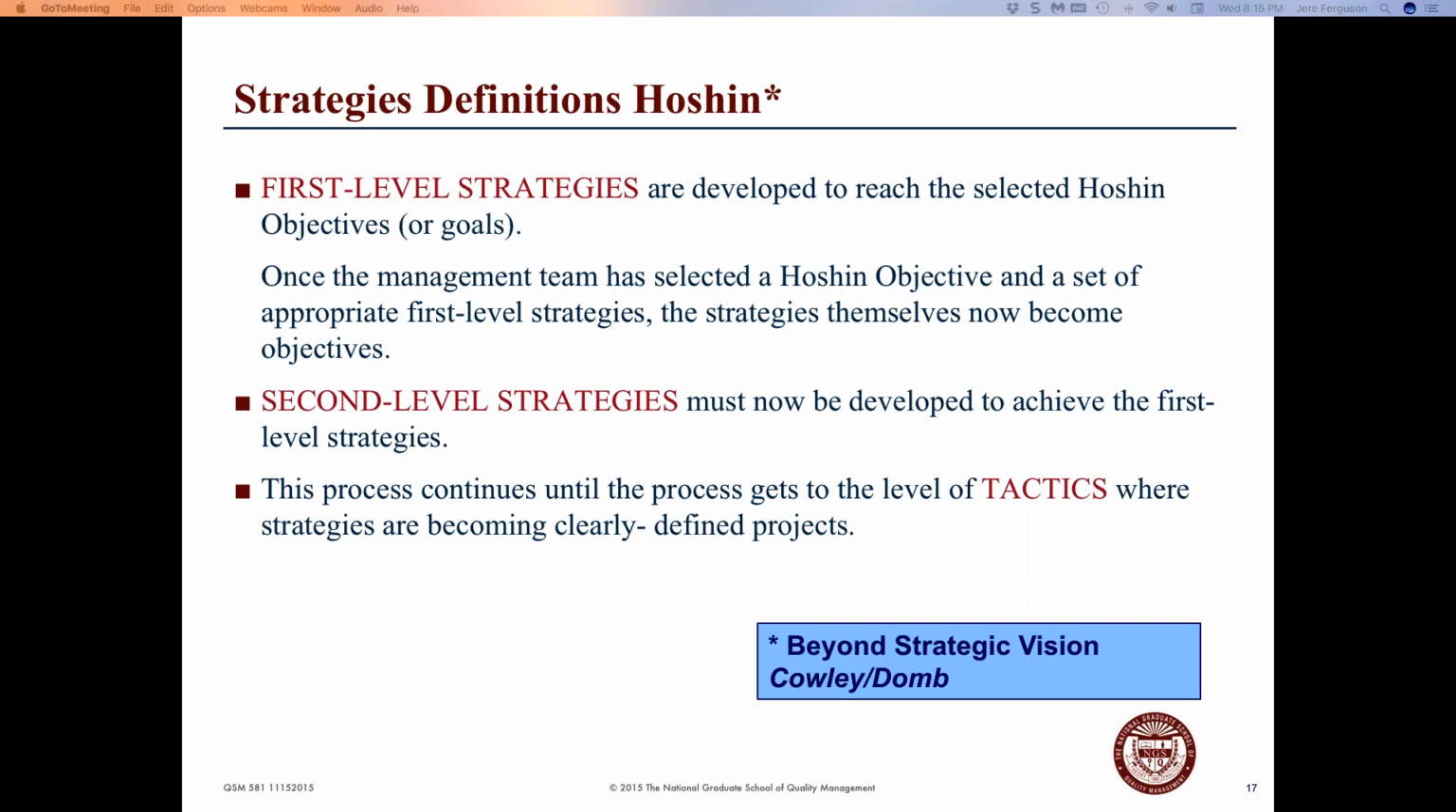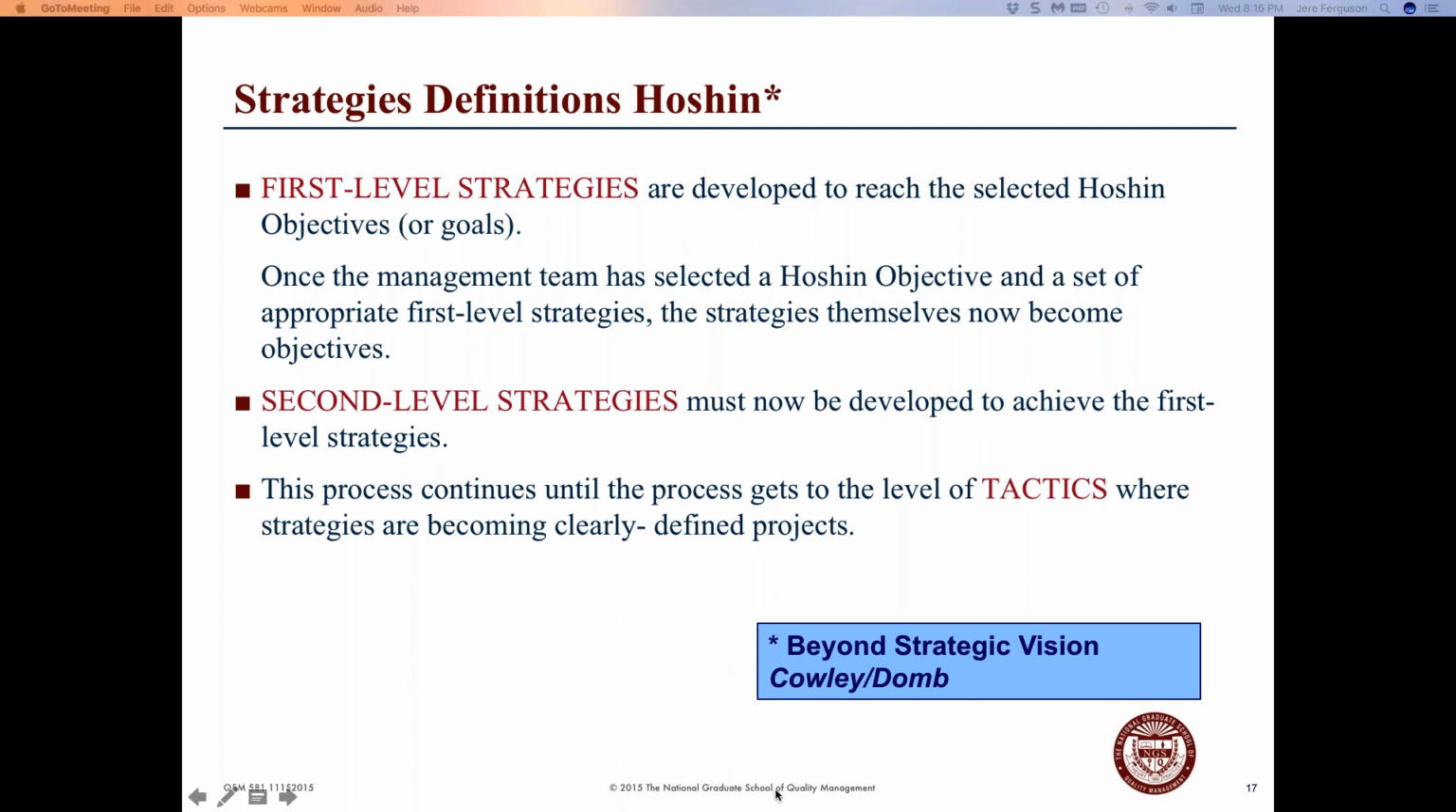So I used two terms, and I want to make sure that you understand the difference. We talked about first level strategies versus second level strategies. First level strategies are developed to reach the selected objectives. They're the stated strategy that ultimately is designed to meet that objective. Once the management team has selected the objective and set of appropriate first level strategies, the strategies themselves now become the objective. So that first level strategy ultimately becomes the objective for that goal.